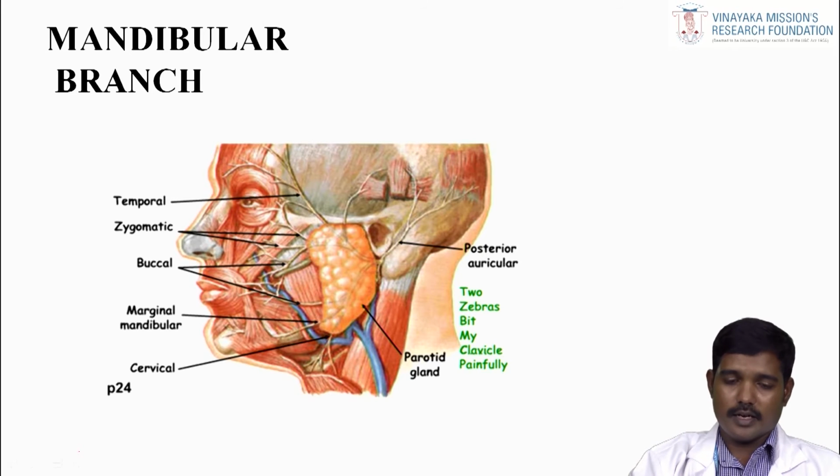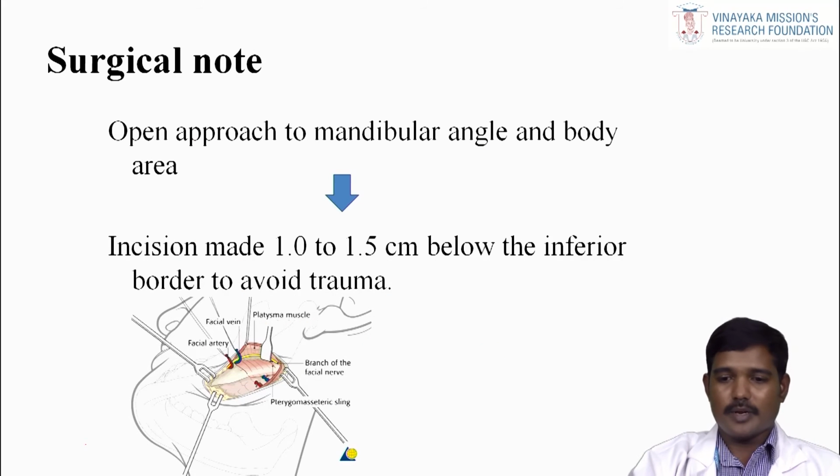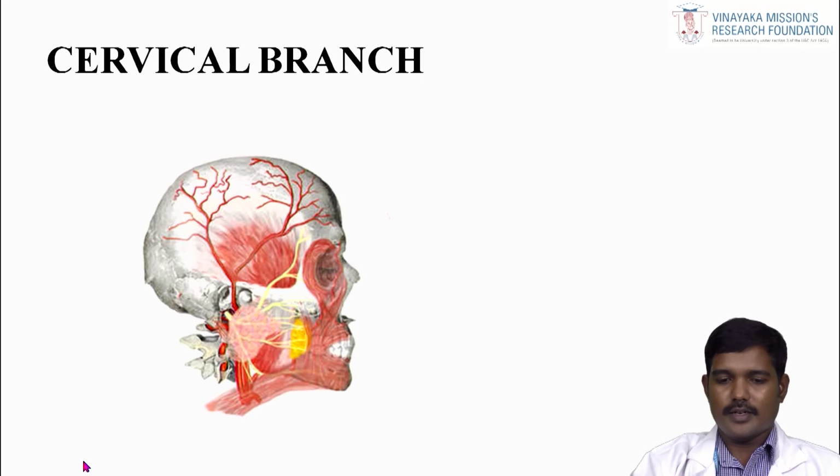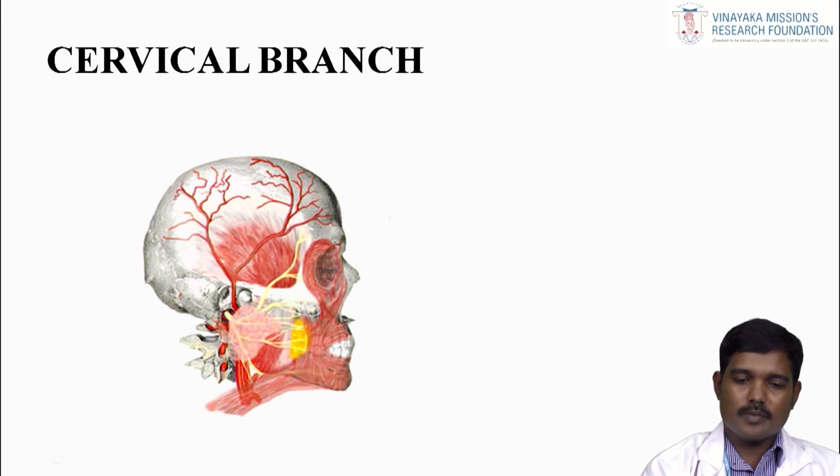Very important branch: the marginal mandibular branch runs along the lower part of the mandible. It innervates the muscles of the lower lip. So while doing a surgical procedure in the mandibular angle region or body region for a trauma patient or any other patient, any tumor surgeries, we must place the incision 1 to 1.5 centimeter below the inferior part of the mandible to avoid trauma to the marginal mandibular nerve. Cervical branch runs downward and innervates the platysma muscle.